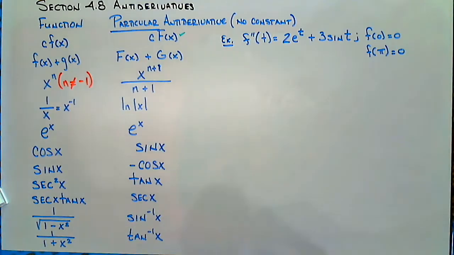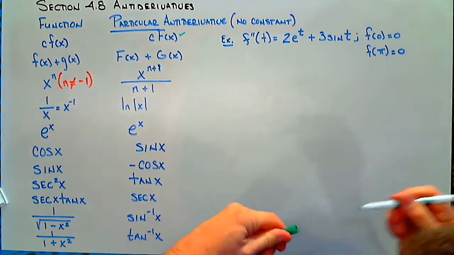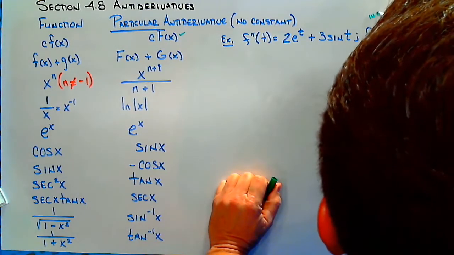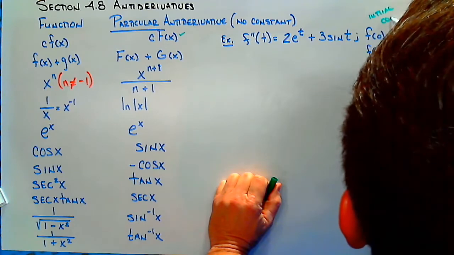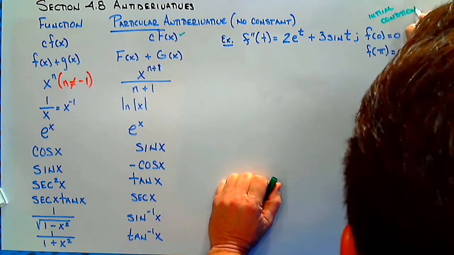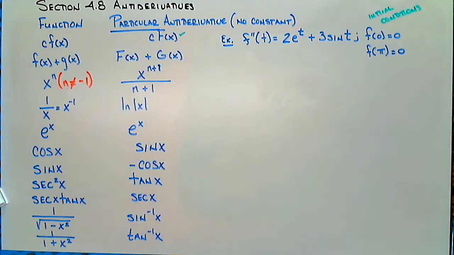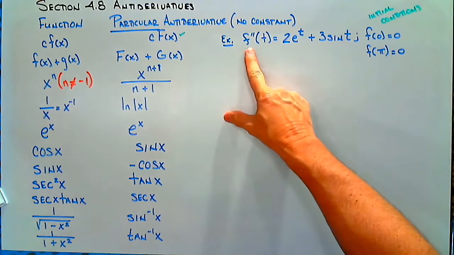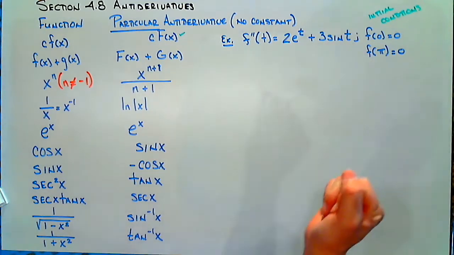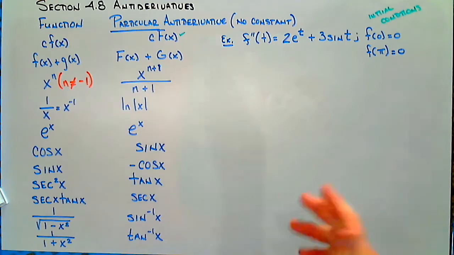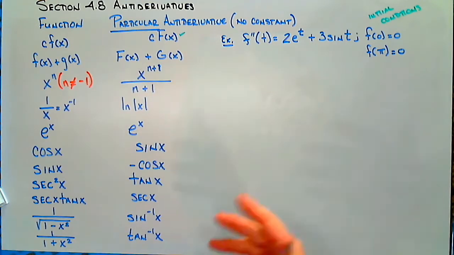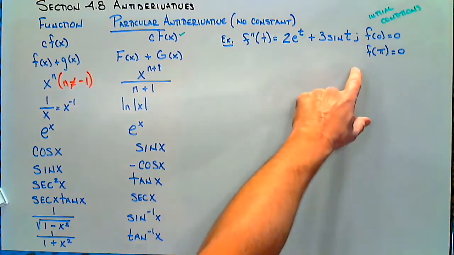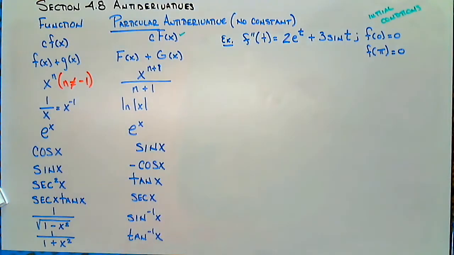Now, why do we have two of what we call initial conditions, right? That's what we refer to these as. Why do I have two initial conditions? Well, I have two initial conditions because I've got two derivatives. I've got the second derivative of f. So when I take the antiderivative of f double prime, I'm going to get a constant. Then when I take the antiderivative of f prime, I'm going to get a second constant. So I'm going to need two initial conditions before I can eliminate those two constants.